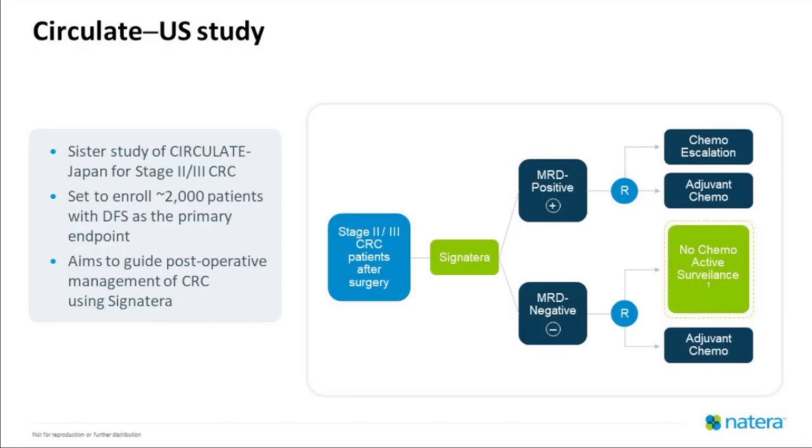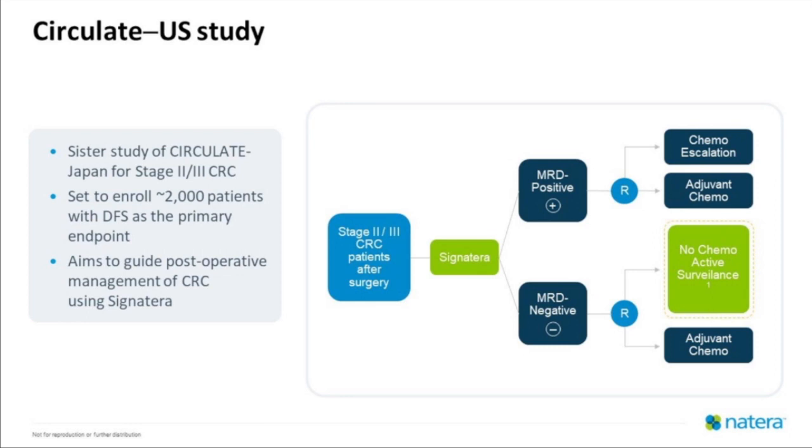All right, in terms of trials, I'm going to go through a couple, then I'm going to hand it back to Dr. Botta to discuss some of the active current trials. So the Circulate US study is a sister study of the Circulate Japan study, which was done for stage 2 or 3 colorectal cancer patients, set to enroll about 2,000 patients with DFS as the primary endpoint. And obviously the goal is to guide postoperative management of colorectal cancer utilizing Signatera.